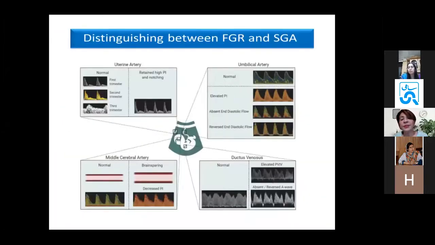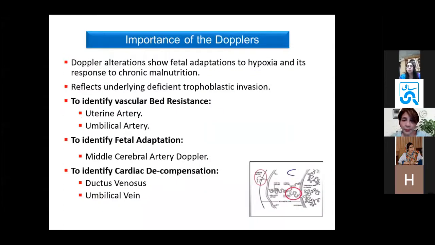Now that brings us to the second part of our talk. After we have diagnosed fetal growth restriction, how do we differentiate between the two entities? It is by the use of Dopplers, which can be arterial or venous Dopplers. As I've already talked about the uterine artery, I'm just going to briefly reflect on this: the Dopplers actually show the fetal adaptation to hypoxia and response to chronic malnutrition.